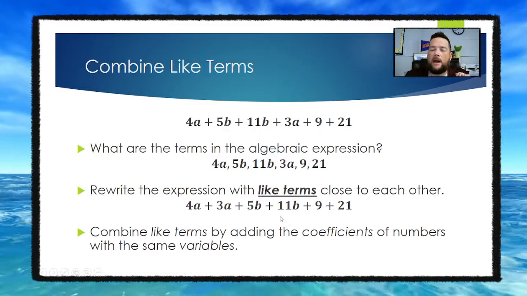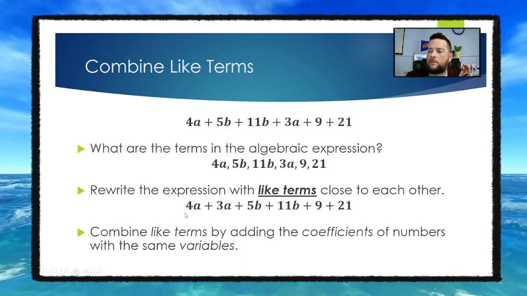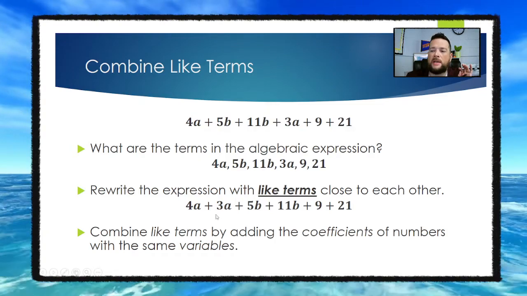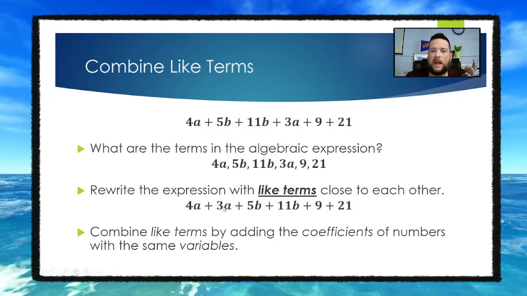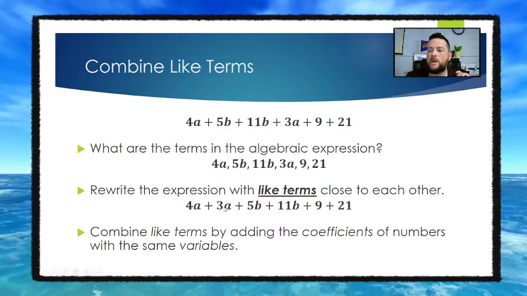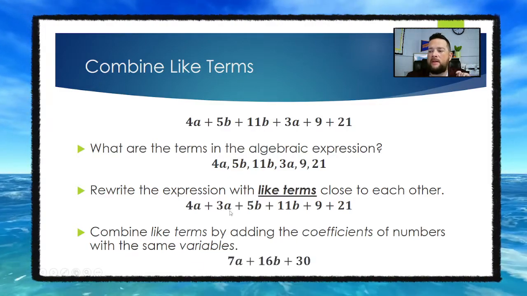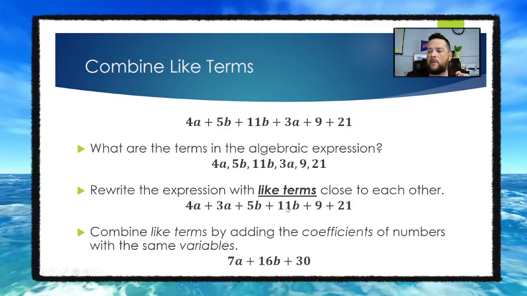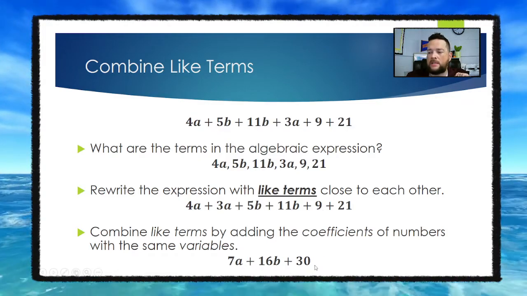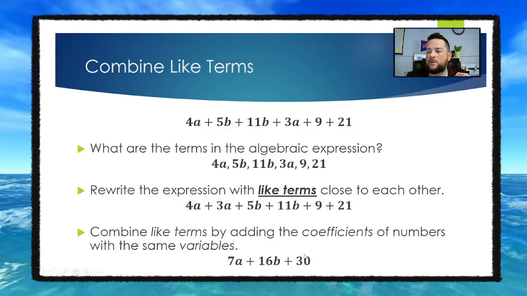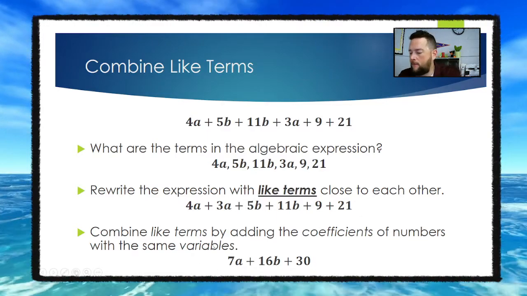All right, and then the final step is to just add the coefficients that have the same variable. So this 4a and this 3a, they have the same variable, a, so we can add them together to be 7a, all right? And 5b plus 11b, that's 16b, all right? And 9 plus 21, that's 30. And once we get it to this right here, we can't go any further, all right?